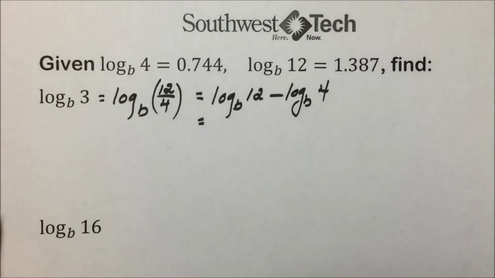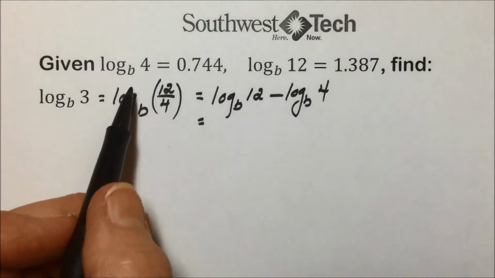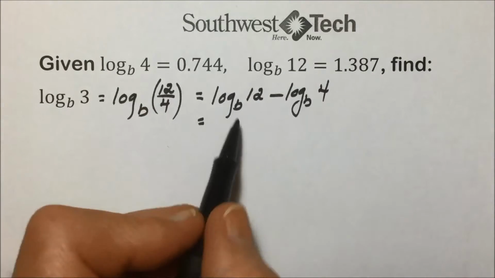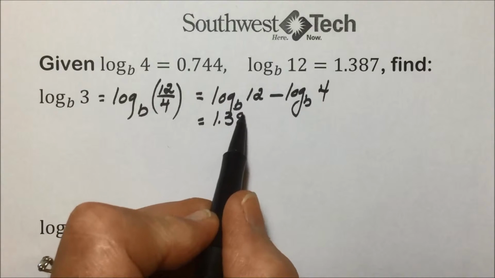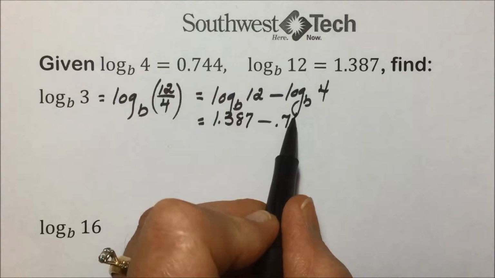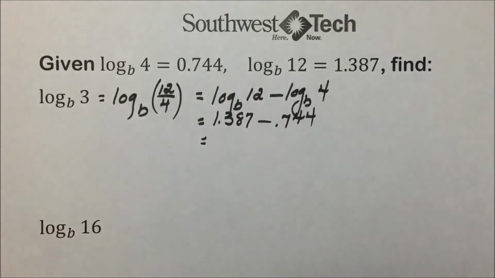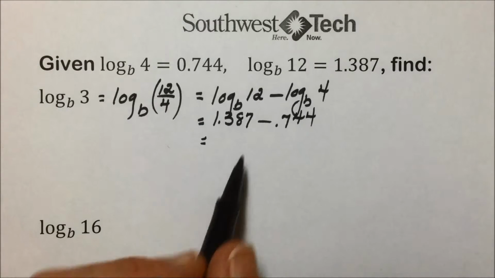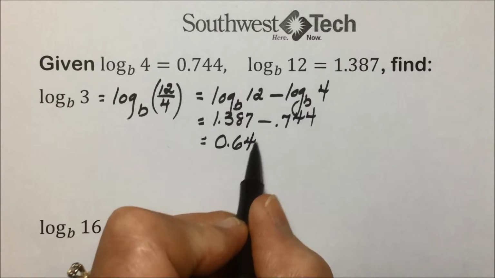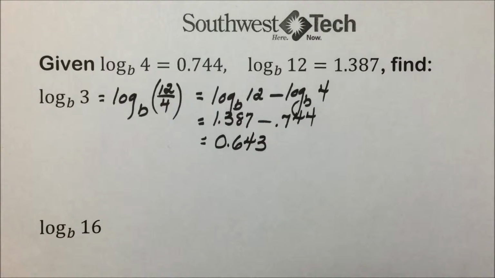Once we've broken it down in this form, we can replace log base b of 12 with the given value 1.387. Likewise, log base b of 4 has a value of 0.744, and the only thing left to do is subtract these two numbers, which gives us a value of 0.0643 for the solution.